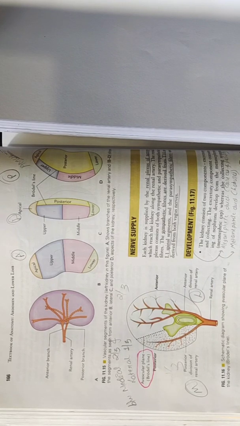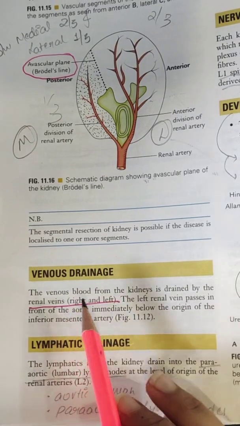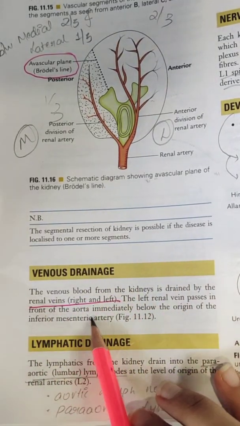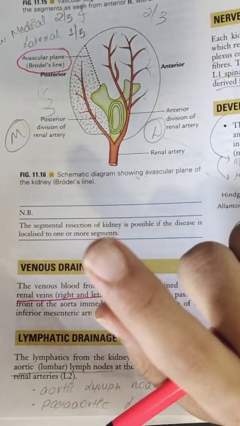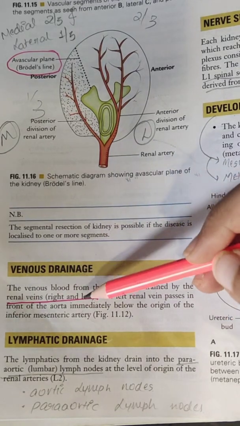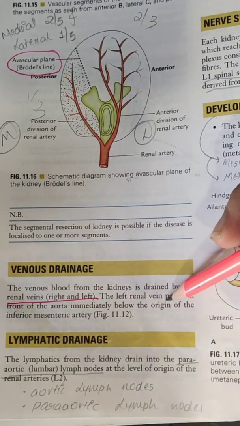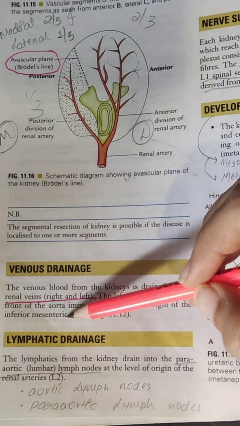Moving on, we look at the venous drainage of the kidney. Venous drainage is mainly from the renal veins, that is the left and right renal vein. Remember this along with the chart I have drawn for the renal artery. The left renal vein passes in front of the aorta, immediately below the origin of the inferior mesenteric artery.